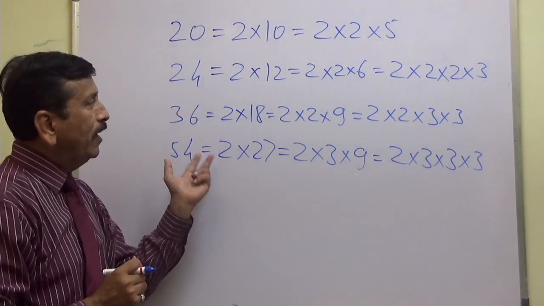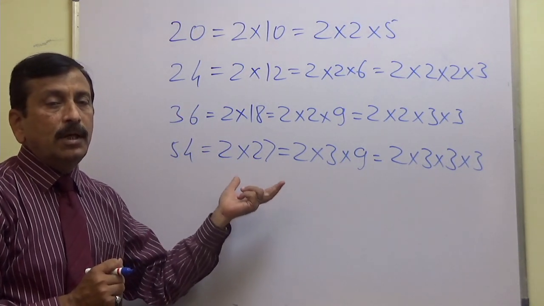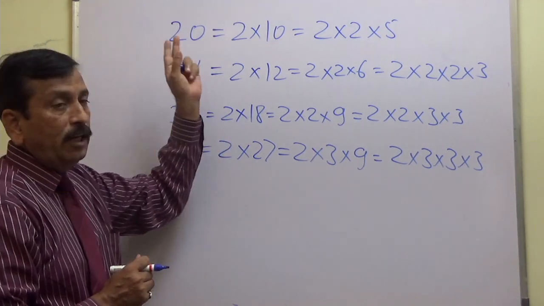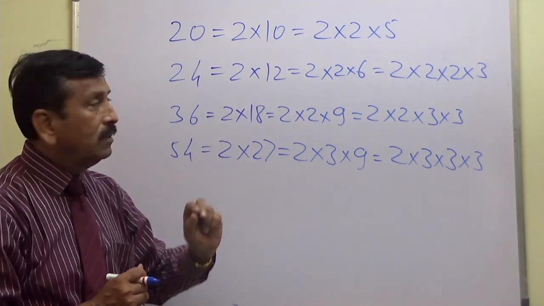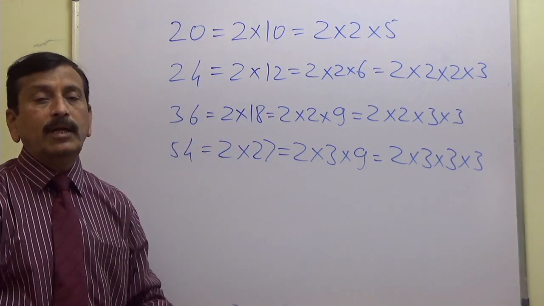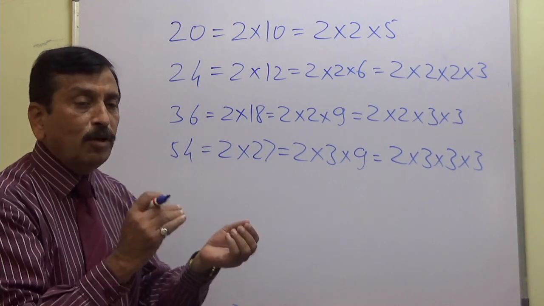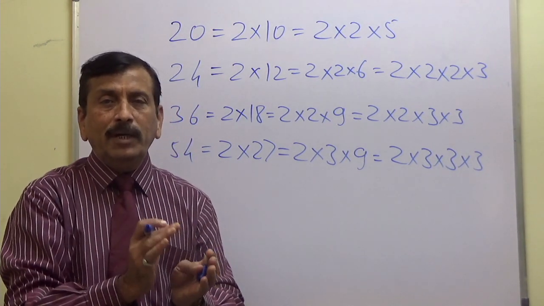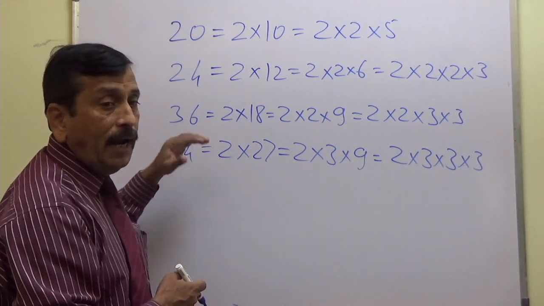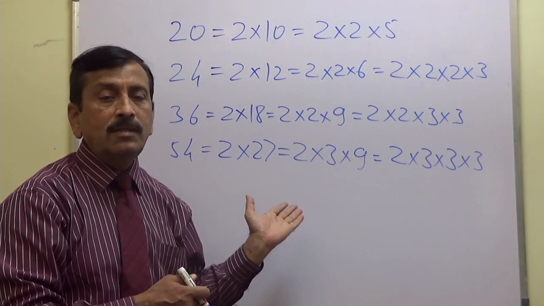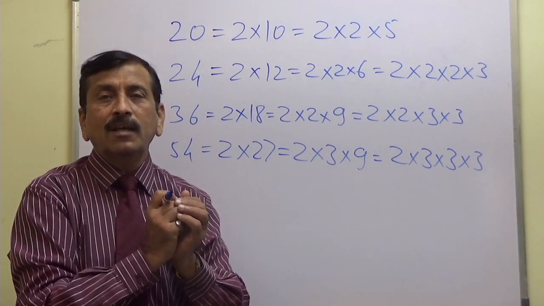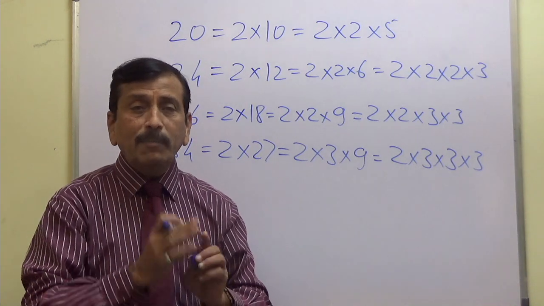Now we are supposed to find the common multiple. The multiples of 20 are 20, 40, 60, 80, 100. The multiples of 24 are 24, 48, 72 and so on. Among these multiples, we have to find which are common. Find the multiples of 20, 24, 36, 54, and out of all the multiples of the four numbers, find the common multiples. Among common multiples, whichever is the lowest one, we take as the LCM. The method for that is very simple.